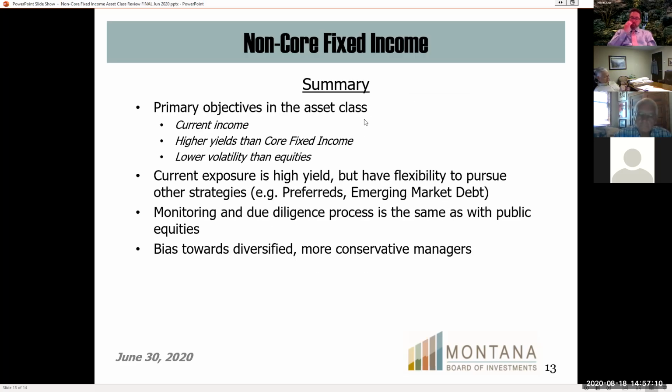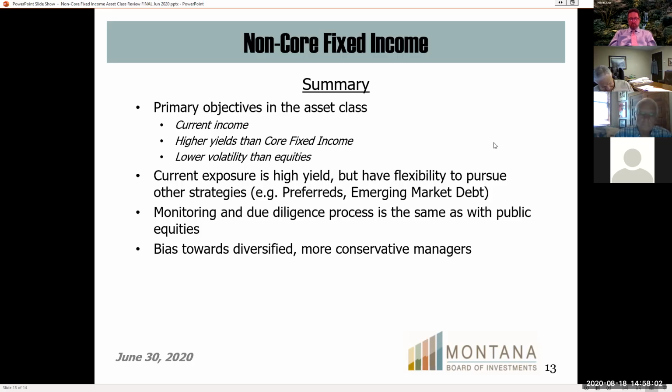Next page, 13. In summary, really to reiterate, first and foremost, the objectives in the non-core fixed income asset class. First, current income, and two, higher yields than core fixed income. And we can get that at lower volatility than equities. The current exposure is only high yield, but we have the flexibility to pursue other strategies, as John mentioned, in preferreds and emerging market debt. The monitoring and due diligence process is the same as we do with public equities. And our portfolio currently shows managers that have well-diversified portfolios and tend to have a little more conservative bias in their investing approach. So that wraps up my comments.